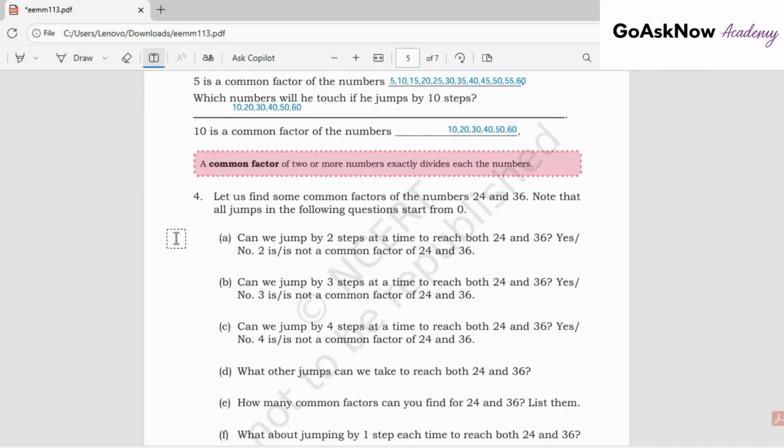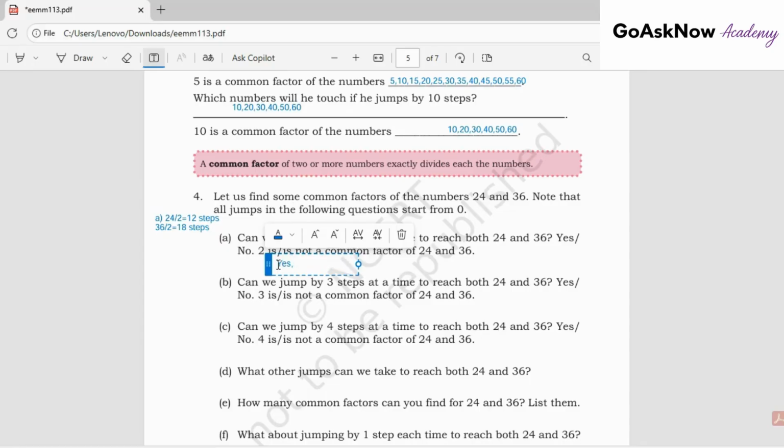First, question A. Now, can we jump by 2 steps at a time to reach both 24 and 36? Yes or no? 2 is a common factor. Now we have to calculate for the first one. 24 divided by 2 is 12 steps, and 36 divided by 2 is 18 steps. Here the answer is yes.